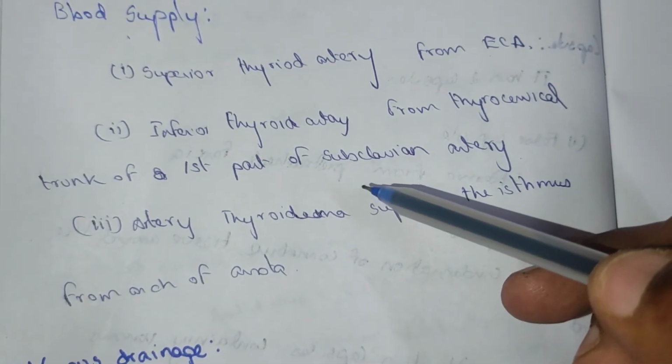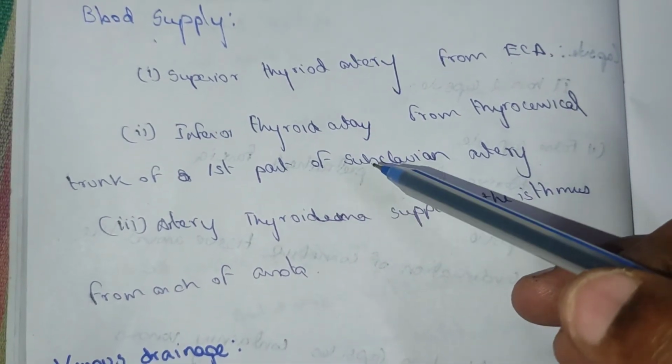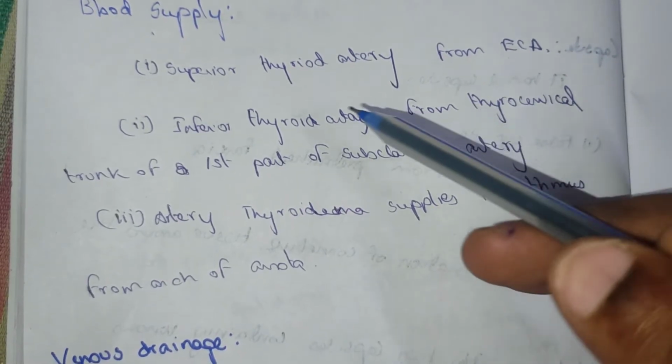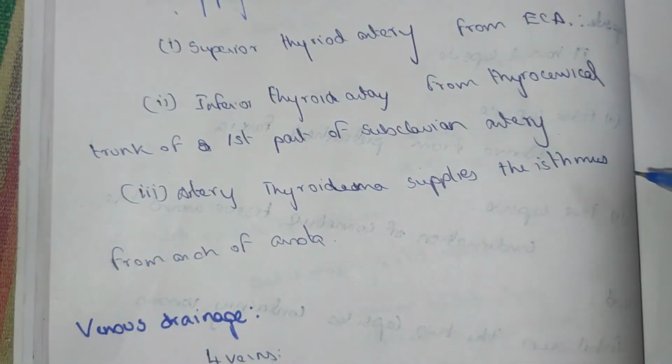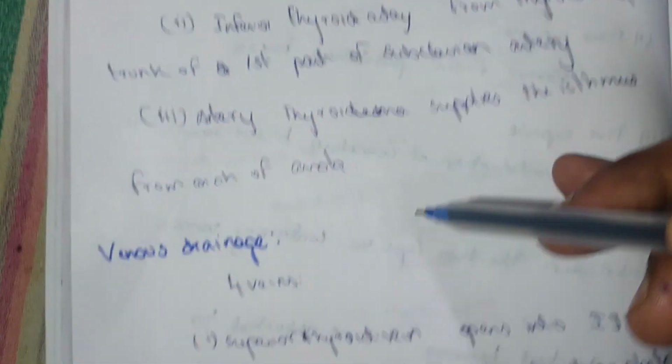There are three parts in the subclavian artery. The thyrocervical trunk is a branch of the first part, and it gives the inferior thyroid artery. The arteria thyroidea ima supplies the isthmus, where the two lobes are connected, and it is a direct branch from the arch of aorta.